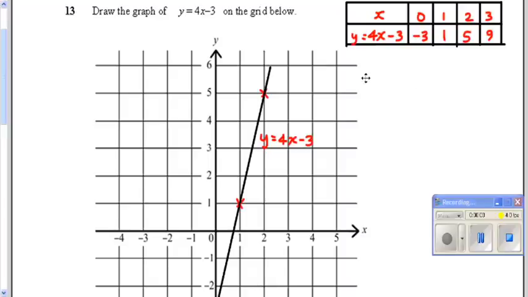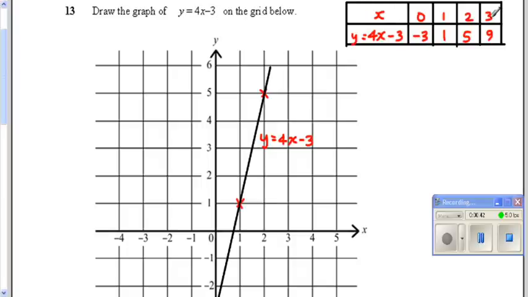Okay, so for question 13, anytime you get one of these questions asking you to draw a graph of an equation like this, y is equal to 4x minus 3, you really need to draw a table out with some x values along the top. Here we've got x, we're going to use 0, 1, 2 and 3. We're going to use whatever the equation is. In this case it tells us that y is equal to 4x minus 3. So we're going to use the different values of x. We're going to substitute them into the equation and work out what y is.